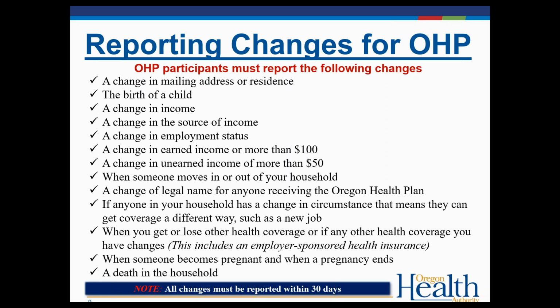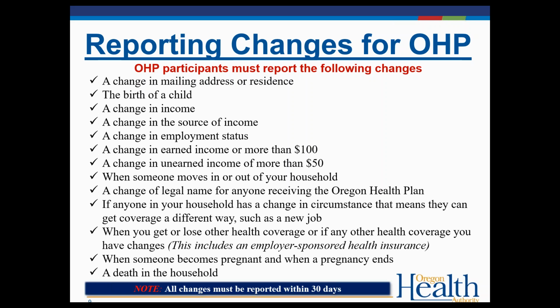Anytime income changes, and that could be the source of income, or if it's earned income, like a job or self-employment, of more than $100 change per month, or unearned income of more than $50 per month. We also want to make sure we have people's correct names. We want to rely as much as possible on legal names, so those are the names people have with the Social Security Administration.